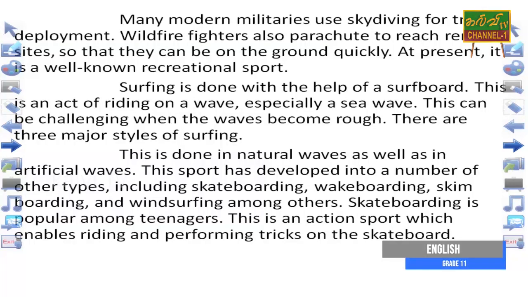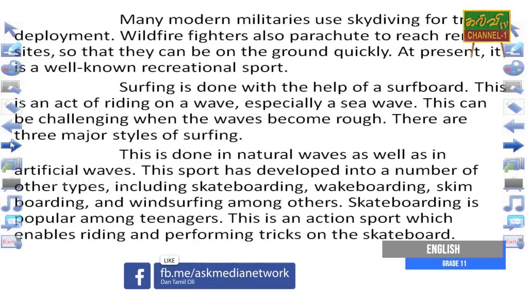Surfing is done with the help of a surfboard. This is an act of riding on a wave, especially a sea wave. This can be challenging when the waves become rough. There are three major styles of surfing. This is done in natural waves as well as in artificial waves. This sport has developed into a number of other types, including skateboarding, wakeboarding, skimboarding, and windsurfing, among others. Skateboarding is popular among teenagers. This is an action sport which enables riding and performing tricks on the skateboard.